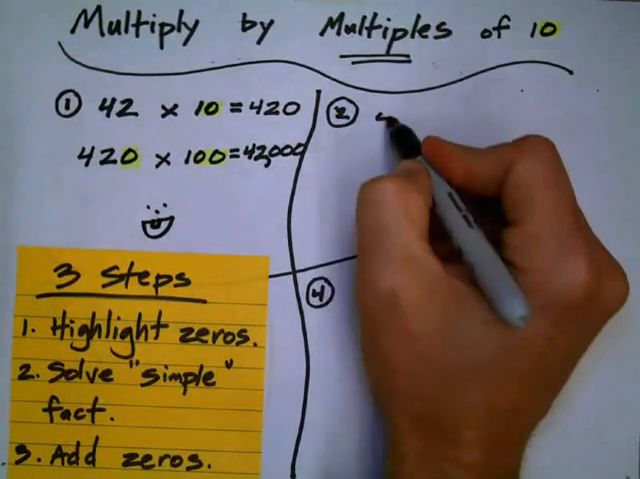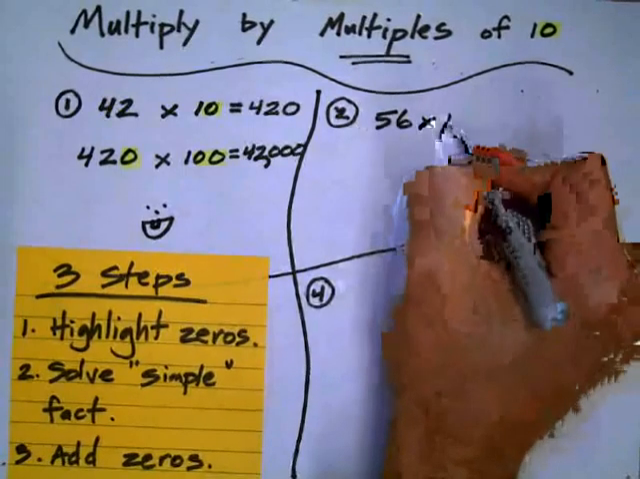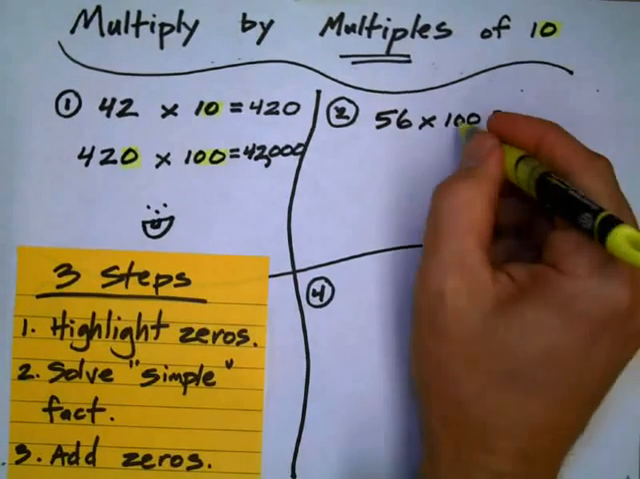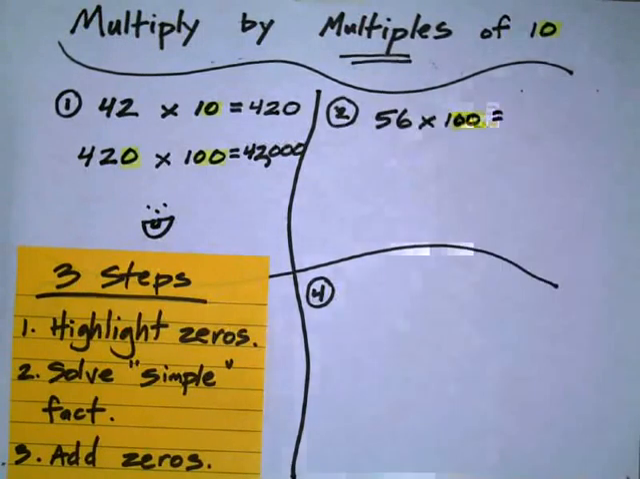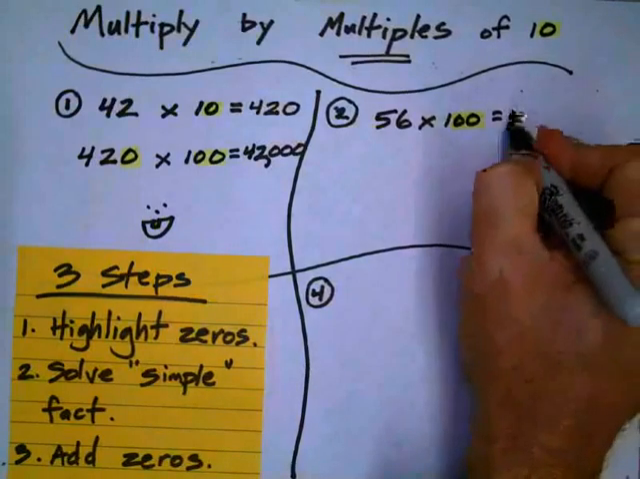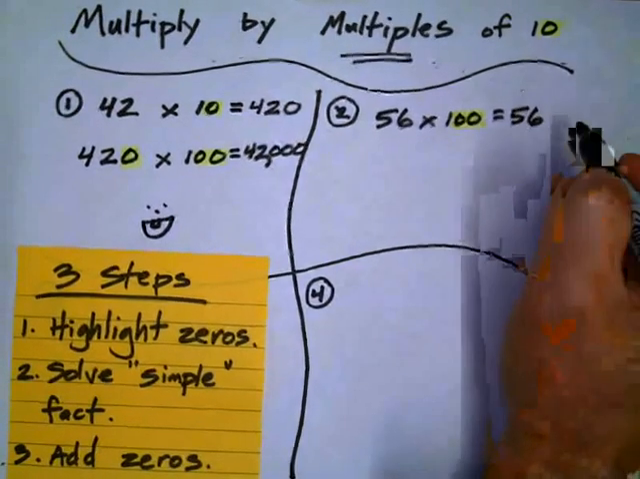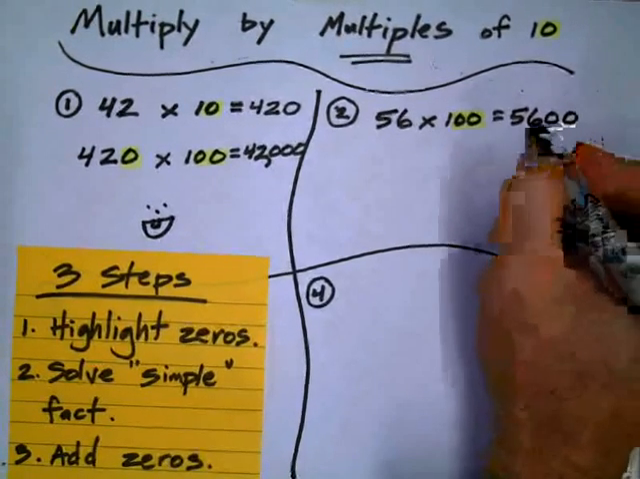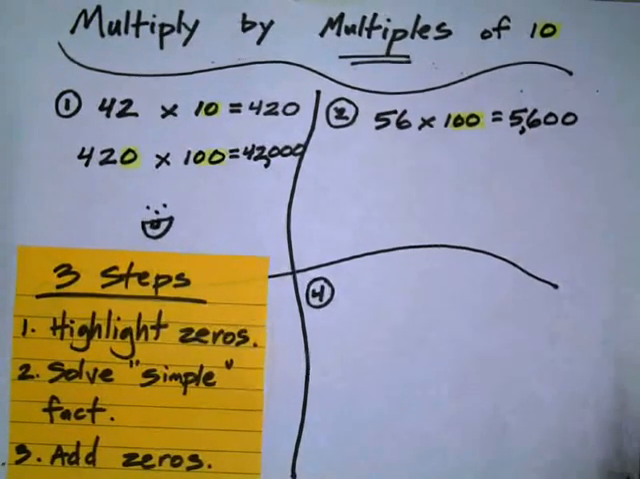How about 56 times 100? Step 1 is to highlight any zeros you see. Step 2 is to solve the simple fact. In this case, 56 times 1 is 56. And then step 3 is to add the zeros. We have 2 at the end. Ones, tens, hundreds, comma, and we get 5,600.